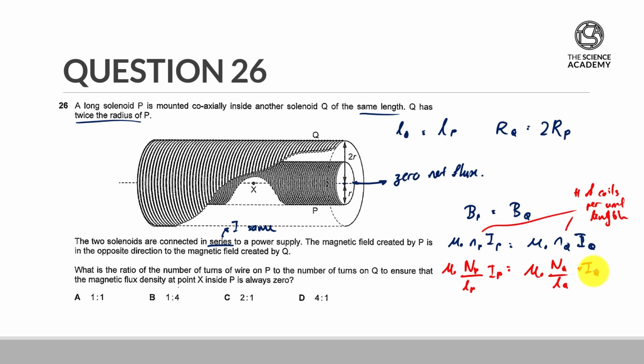However, the question tells us that since the currents are the same, because they're connected in series, the currents cancel out. Their lengths are the same over here, so L_P and L_Q also cancel out. And finally, mu naught over here is a constant and therefore it also cancels out. So this means that N_P is going to be equal to N_Q. And this gives us a ratio of 1:1.